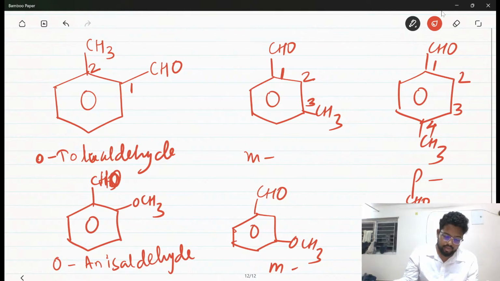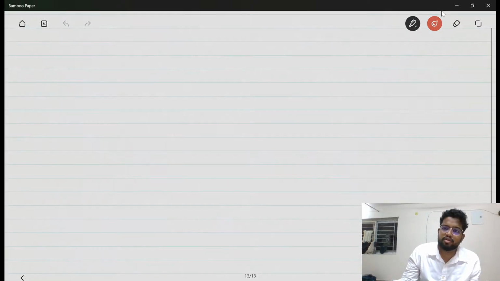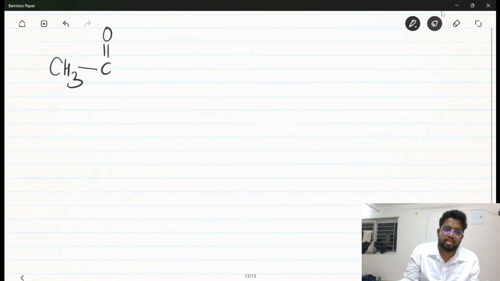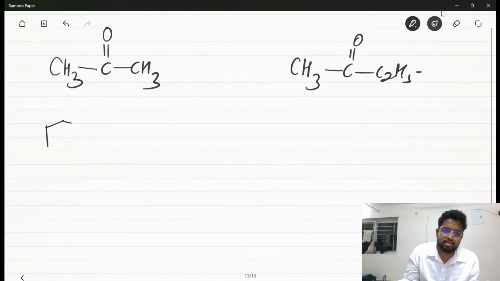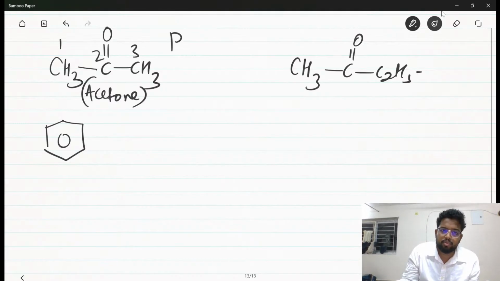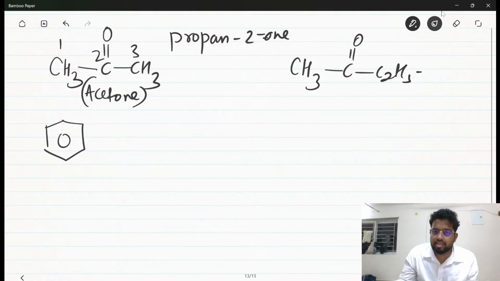Okay? Now, let's see what is acetophenone, what is benzophenone. Before going to that, let me tell you about ketones. CH3, C double bond O, CH3. This is a symmetrical ketone. But if I write CH3, C double bond O, C2H5, this is an unsymmetrical ketone. This ketone is acetone. If you write the IUPAC name, 1, 2, 3, propan-2-one. This would be 1, 2, 3, 4, butan-2-one.